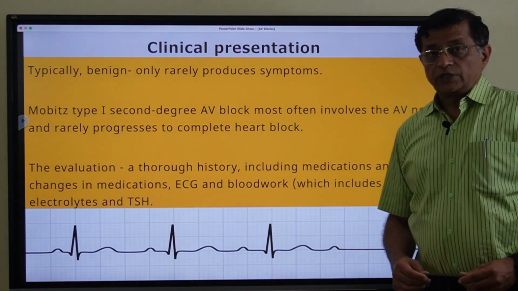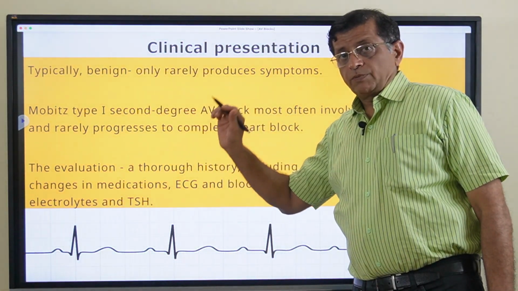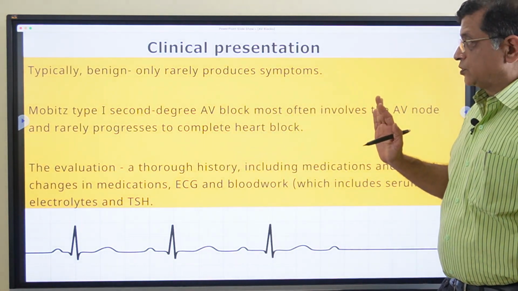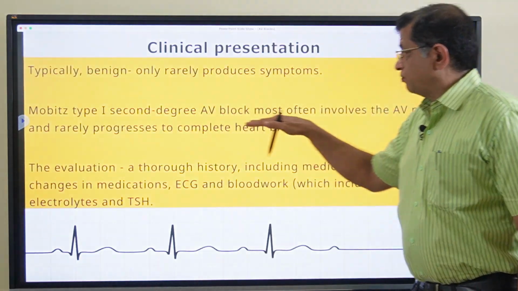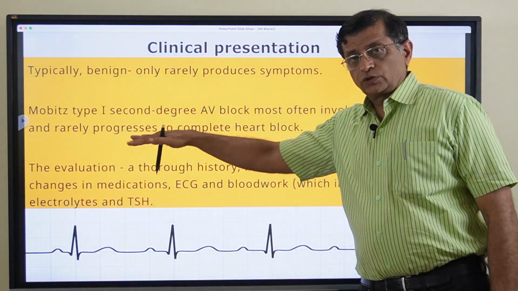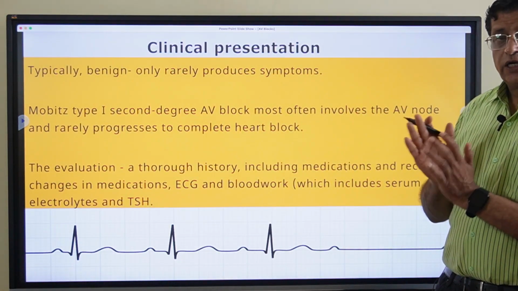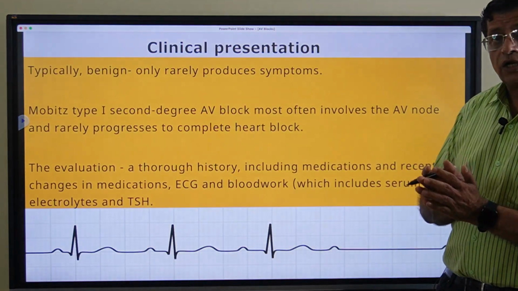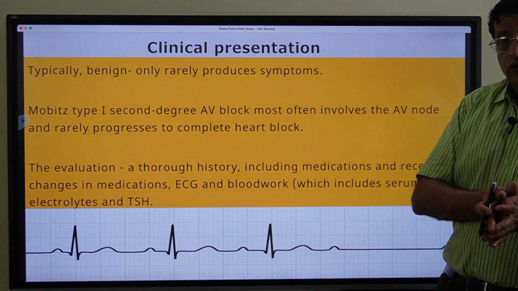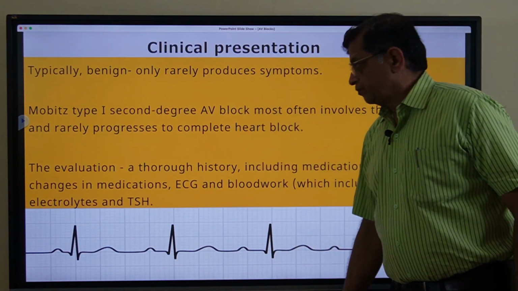So how does it present? Typically it is benign. Mobitz type 1 block or Wenckebach block is usually benign. Only rarely does it produce symptoms. Mobitz type 1 second degree AV block most often involves the AV node and rarely progresses to complete AV block. So most of the time the problem is within the AV node. The delay is within the AV node. So it is not something which commonly occurs below the AV node in the bundle of His. So there is less chance of degrading into complete heart block.